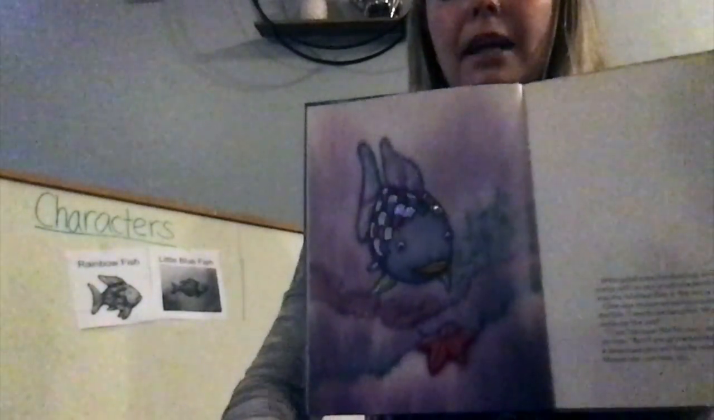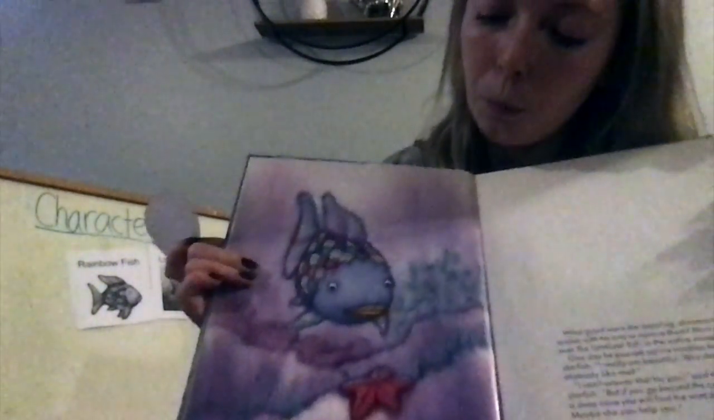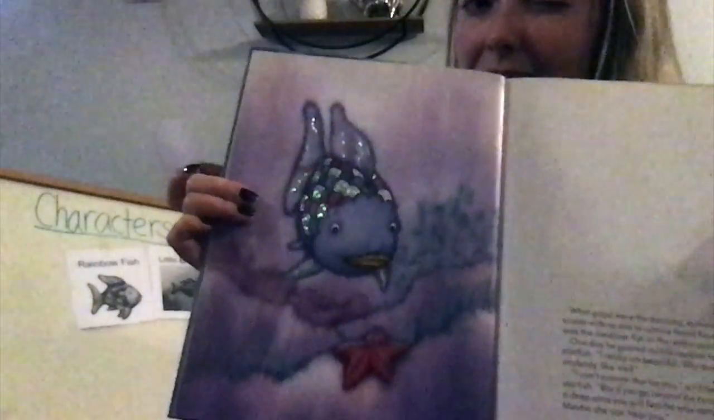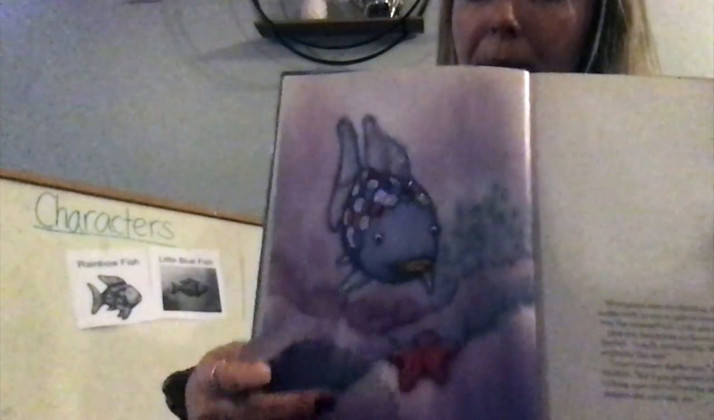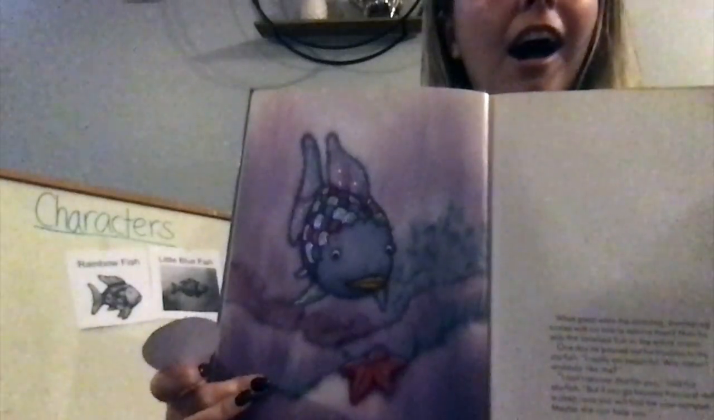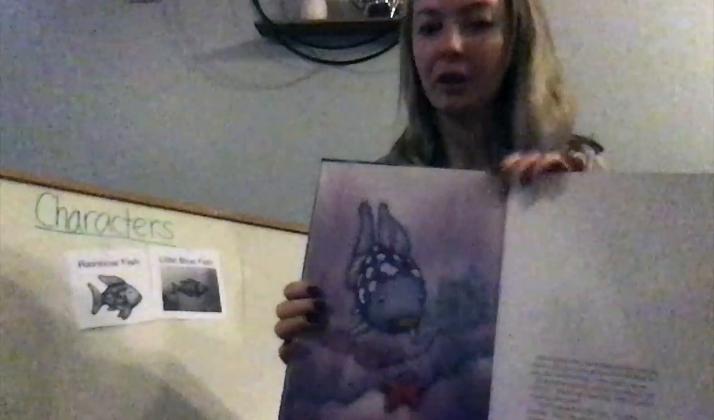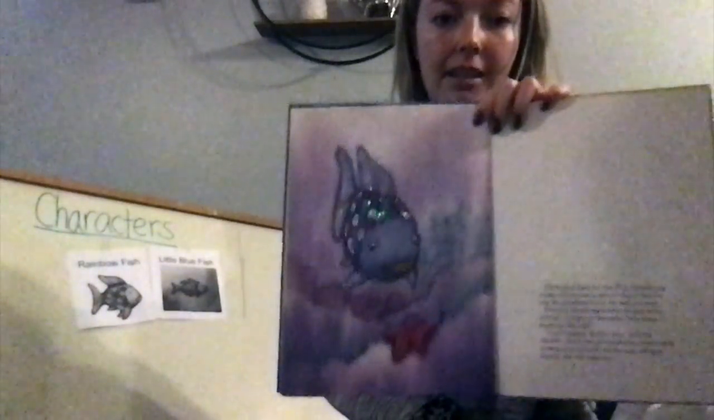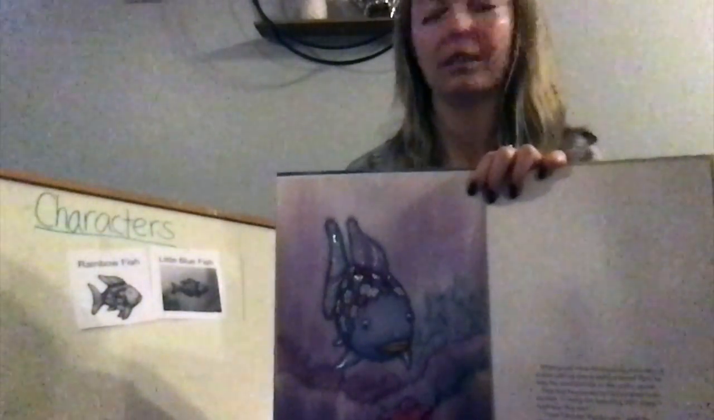Let's look for maybe a red character. Do you see it? Maybe at the bottom of the page. What is that? A starfish. Great job. Does everyone agree we think he's another character in the book? So he needs to go on our character wall, right?